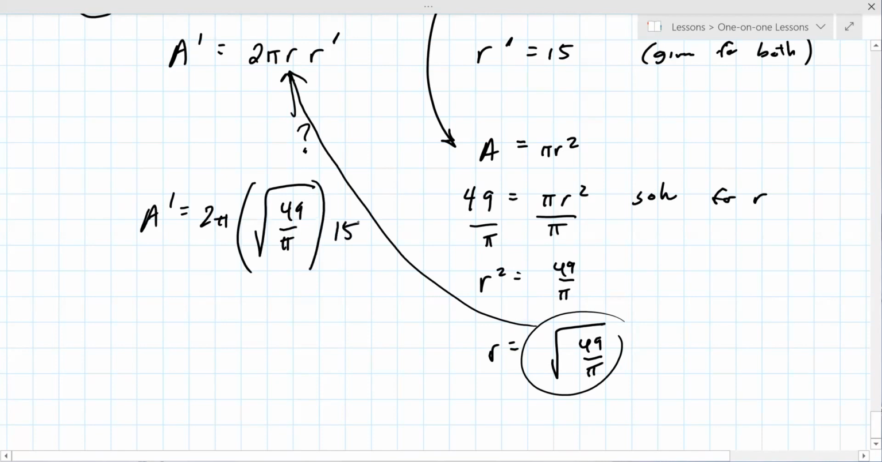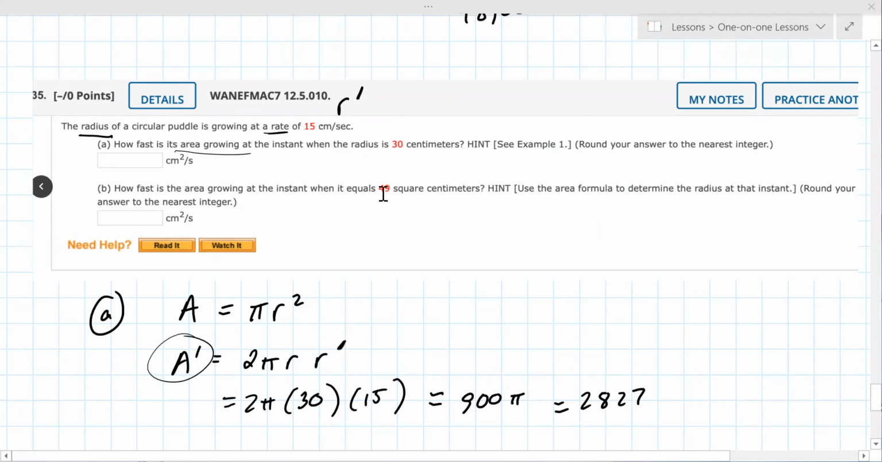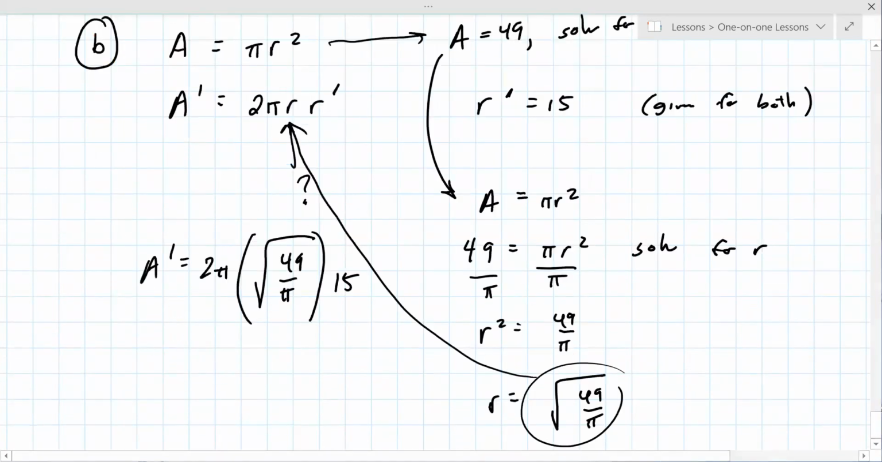That's given. So the key in part B is you have to solve for the radius, whereas in part A, they give you the radius. Let me just show you that again up here. They give you the radius in part A. In part B, they give you the area. You can use area to find radius, and then you get your number out, whatever that is. So then you plug back in: a prime equals 2 pi times the square root of 49 over pi times 15.